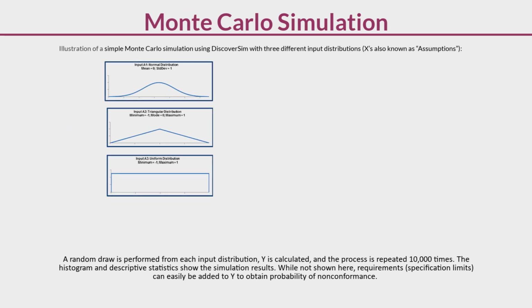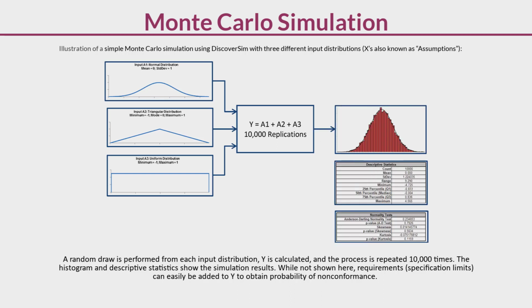This diagram illustrates a simple Monte Carlo simulation using DiscoverSim with three different input distributions, or X's, also known as assumptions. A random draw is performed from each input distribution, y is calculated, and the process is repeated 10,000 times. The histogram and descriptive statistics show the simulation results. While not shown here, requirements, specification limits, can easily be added to y to obtain probability of nonconformance.